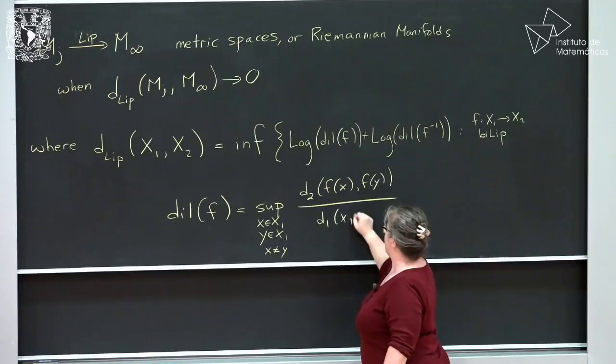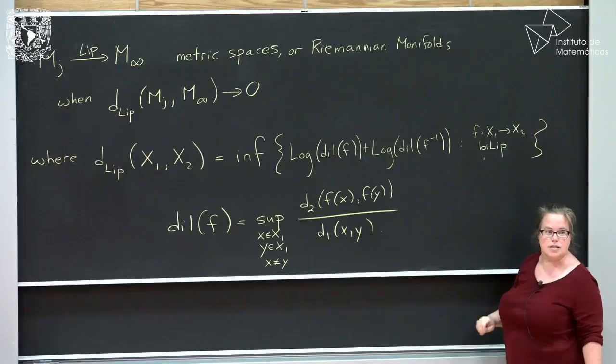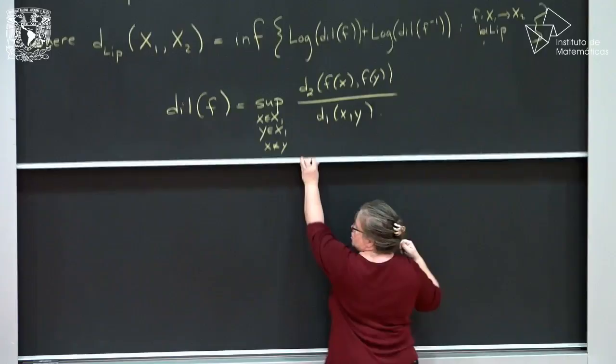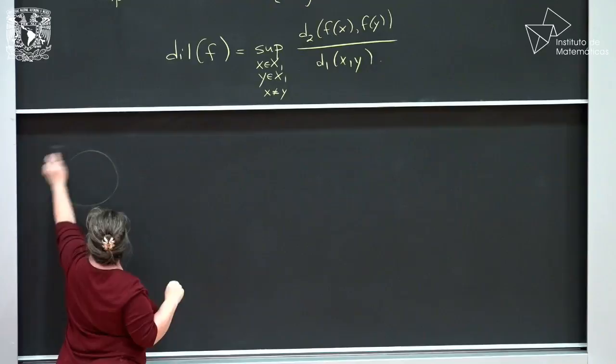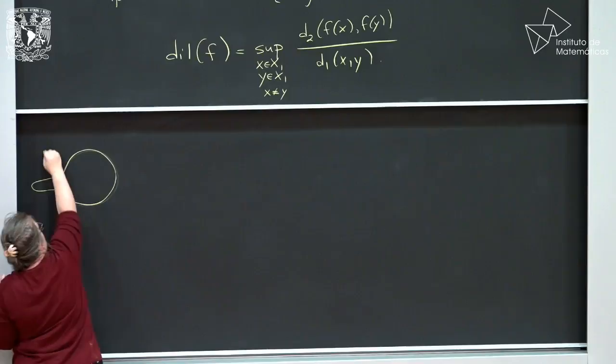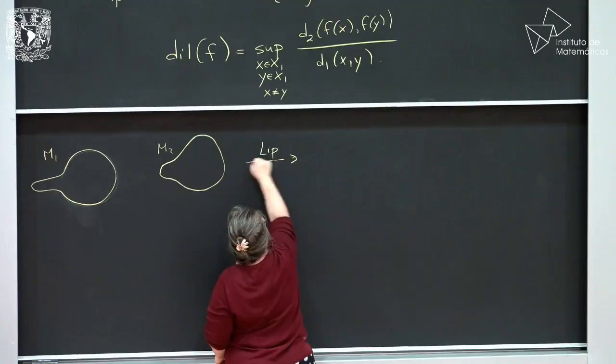Okay, so this notion requires that we actually have bi-Lipschitz maps that run between the two spaces. So in particular, the spaces have to have the same shape. So this convergence works if, for example, you're looking at M1, M2, and they'll Lipschitz converge to just a sphere. So that works well for those.